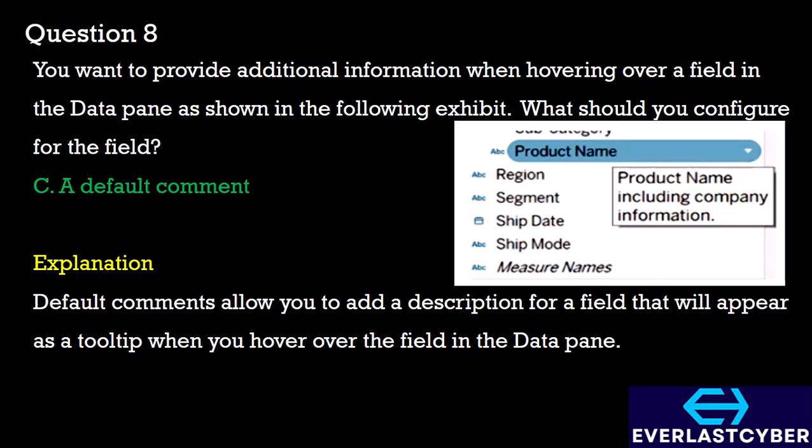Default comment allows you to add a description for a field that will appear as a tooltip when you hover over the field in the data pane.